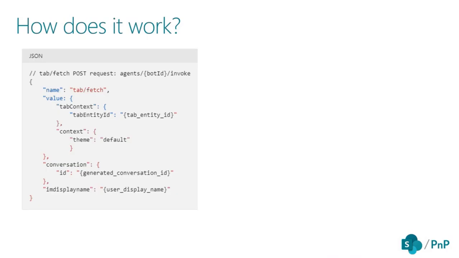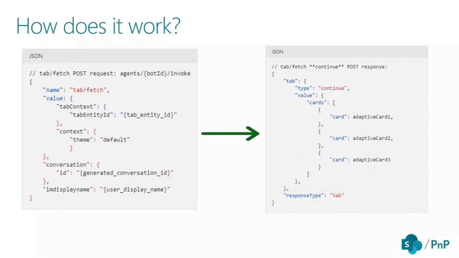And if you wonder how it works, when you open a Microsoft Teams tab with adaptive cards, it will send an invoke request to your bot. This is the payload of that request. It's a tab fetch request that gets sent to the bot with a bunch of information, such as the tab context, conversation, and some information about the user. And the bot receives the request, and in return, it sends back a bunch of adaptive cards.